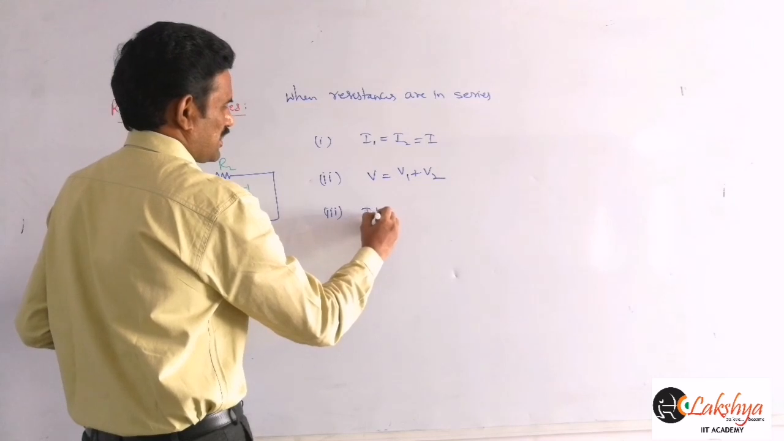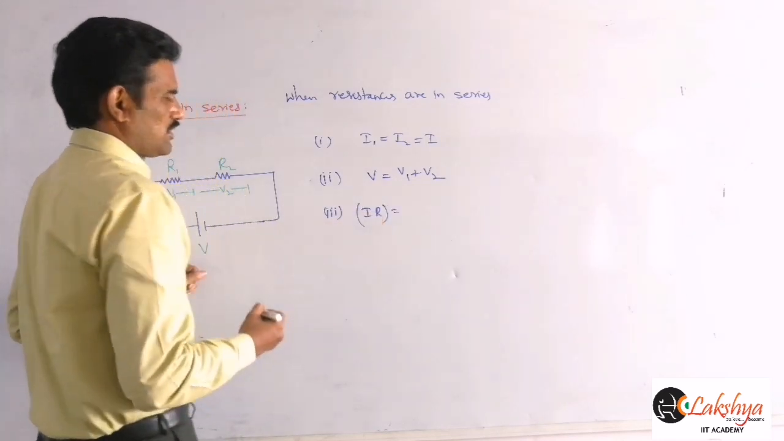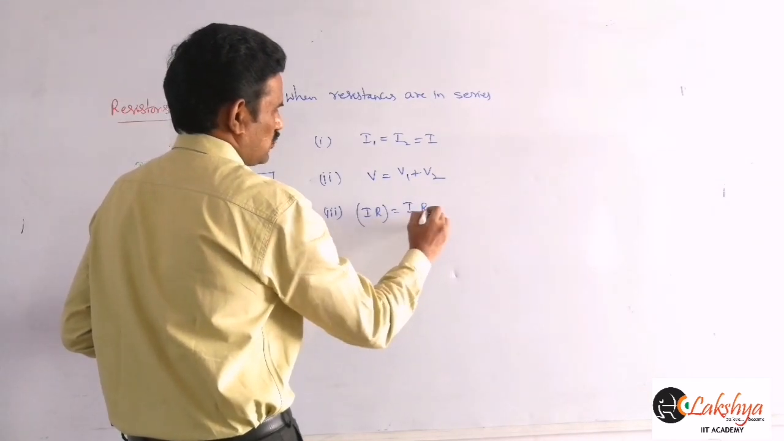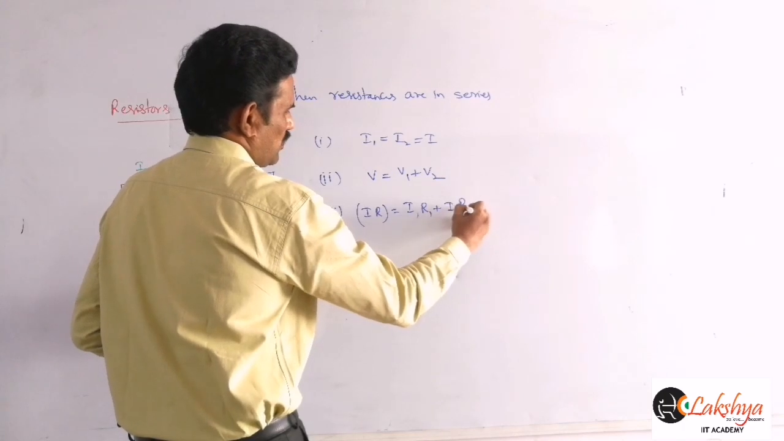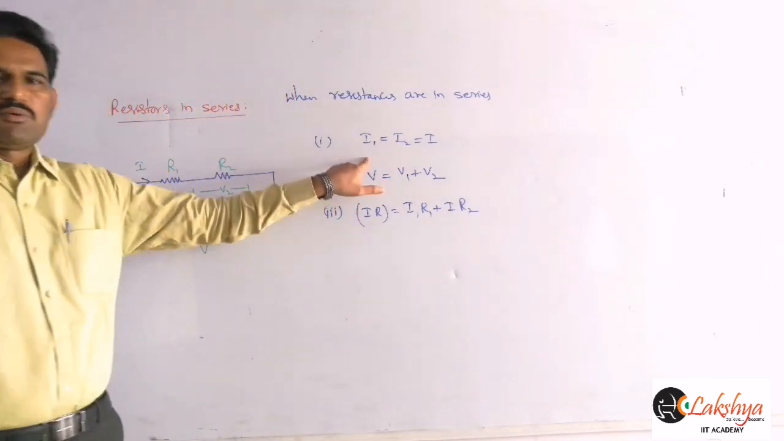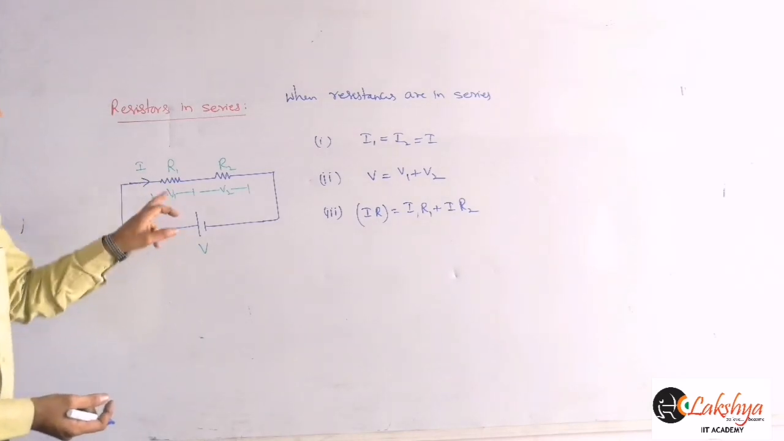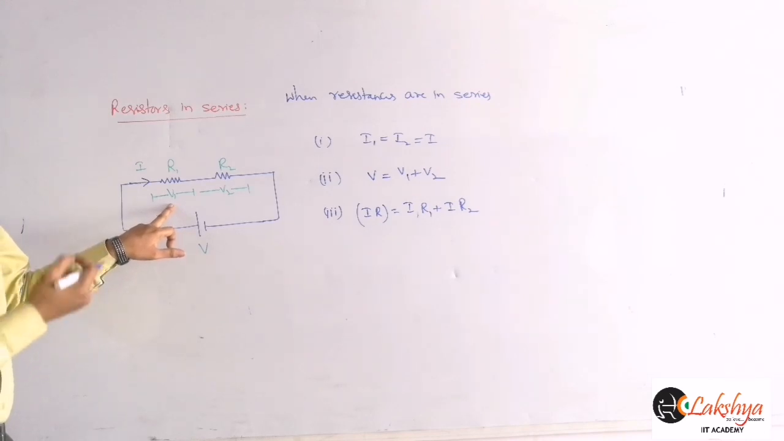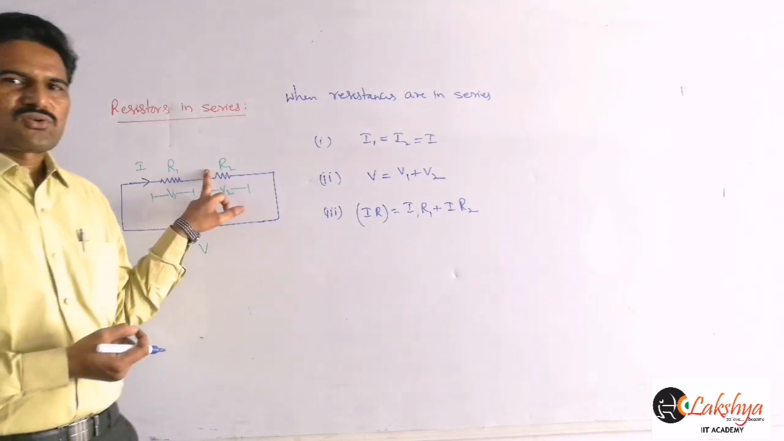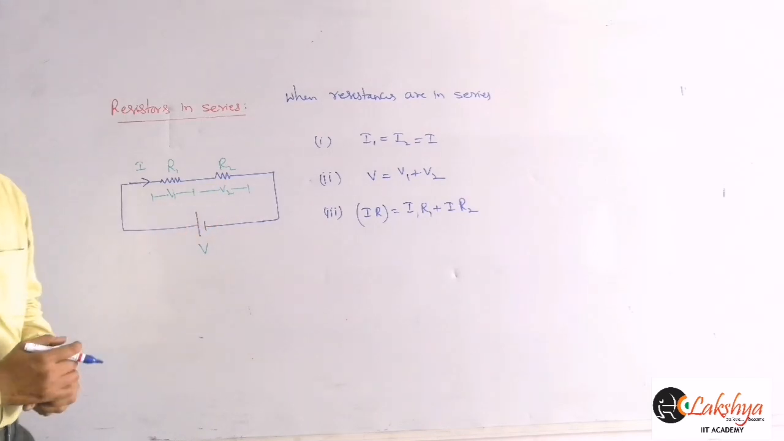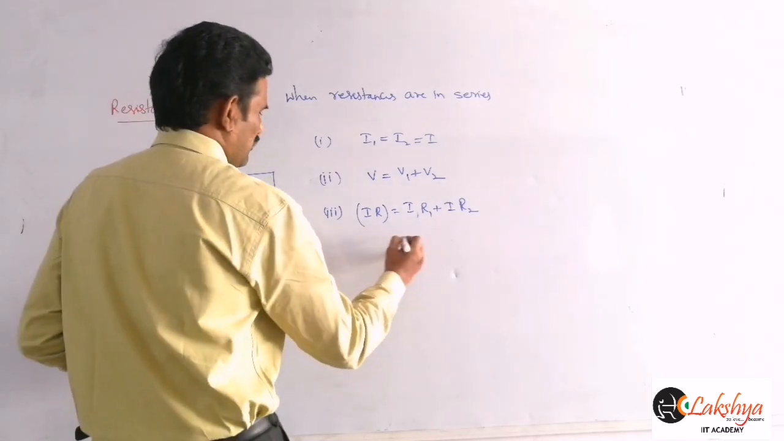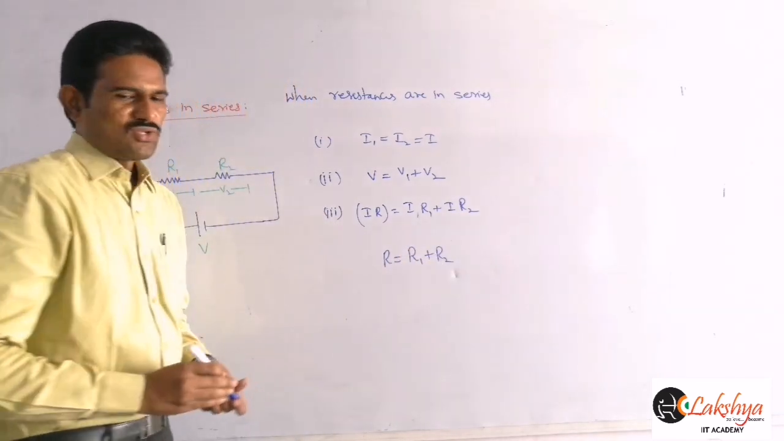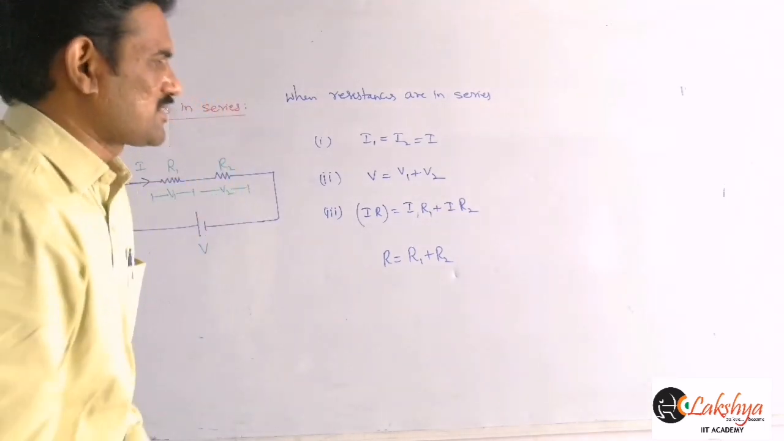So this I can write as I into R, right? And this value is nothing but I into R1 plus I into R2. Here we already mentioned that the same amount of current is flowing through them. So if we apply Ohm's law, the potential difference across this resistance we can write as IR1, and the potential difference across this resistance as IR2, right? Therefore this I value you can cancel here. Therefore R is equal to R1 plus R2 we can write. So that is the effective resistance equation here.